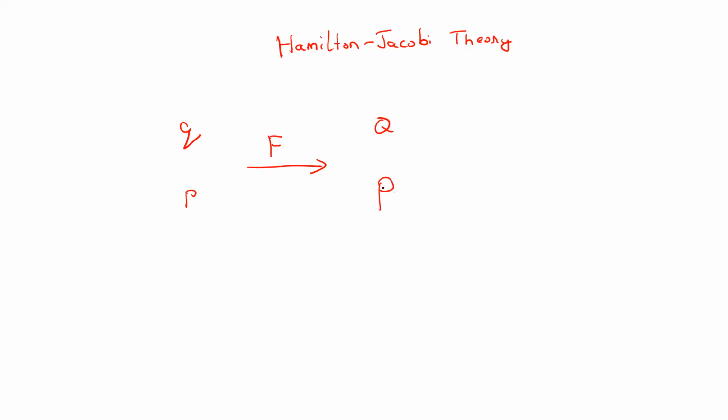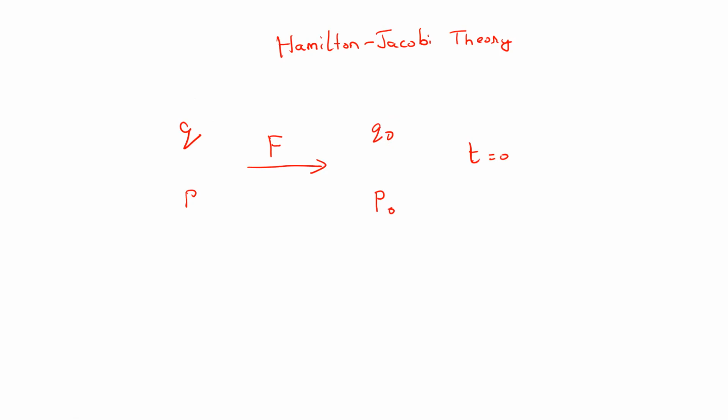Now, in the Hamilton-Jacobi theory, what we're going to say is this generating function is going to transform the coordinates from q, p to new coordinates, where these new coordinates are actually Q naught and P naught, which means these are the initial conditions. That is, this is the value of Q at time t naught and the value of P at time t naught.